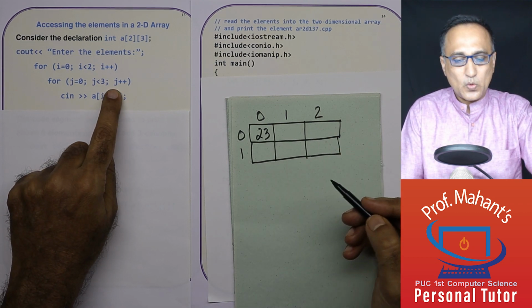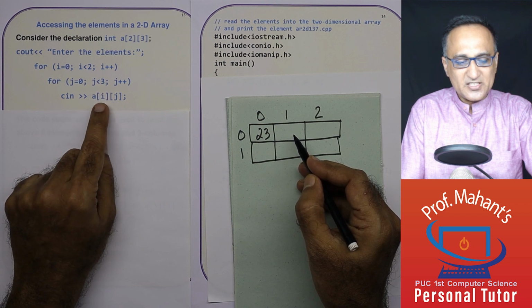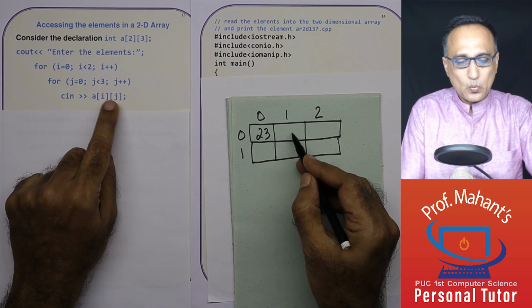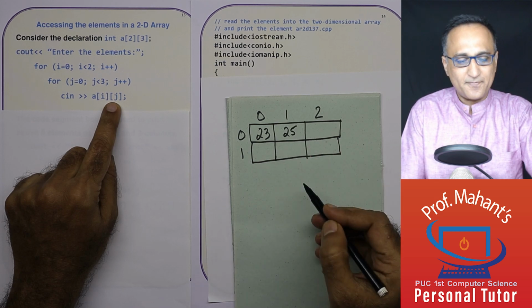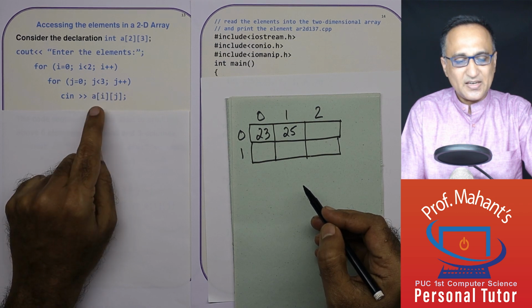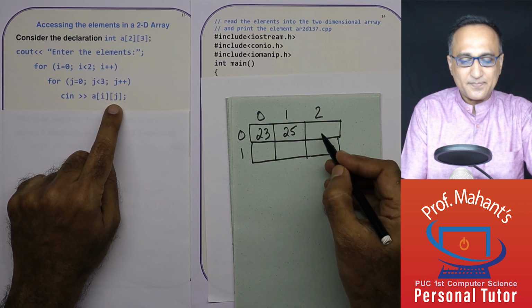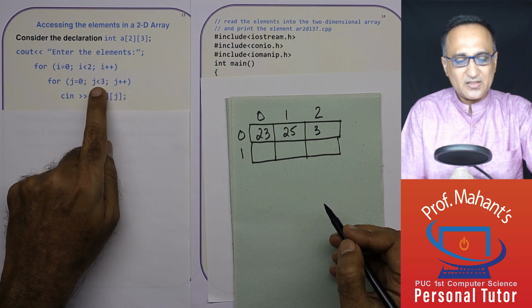Then j becomes 1. 1 is less than 3. So i is still 0. 0 and 1 refers to this number. Let us say it is 25. Then j is again increased, j becomes 2. 2 is still less than 3. Zeroth row, second element, let us say 3. I have entered this. Now j becomes 3. 3 is not less than 3.